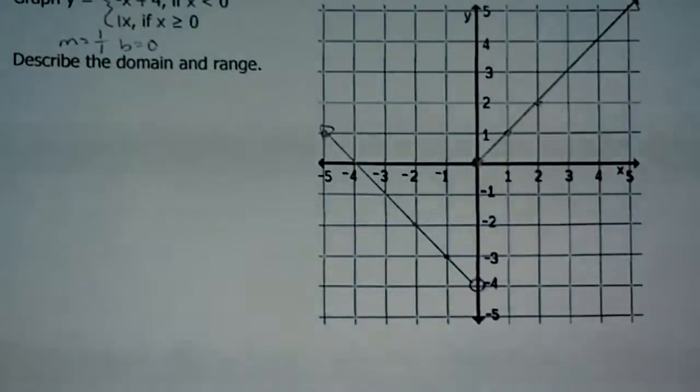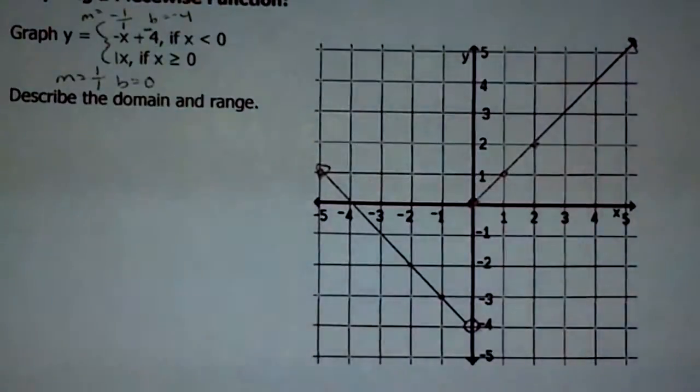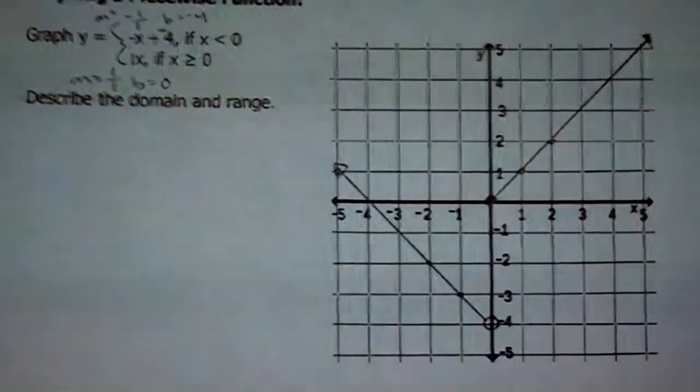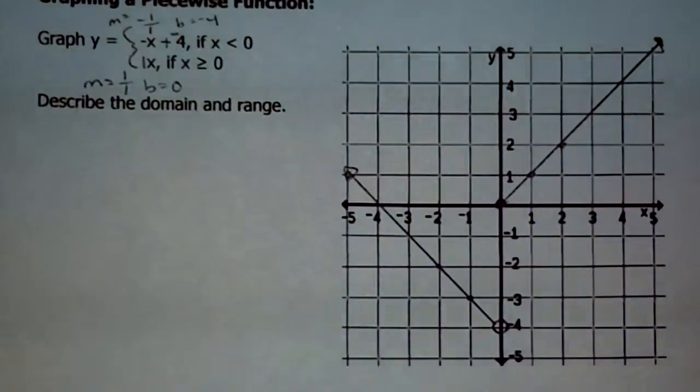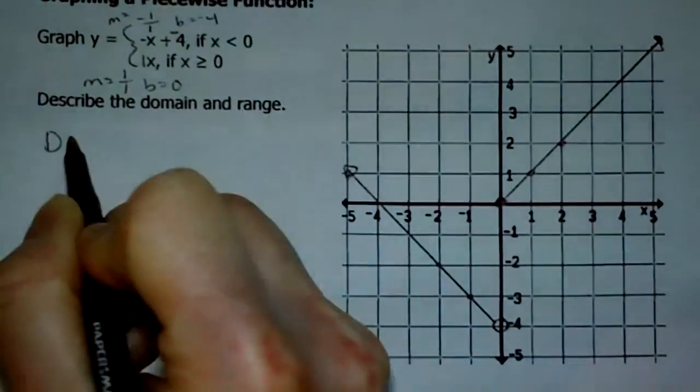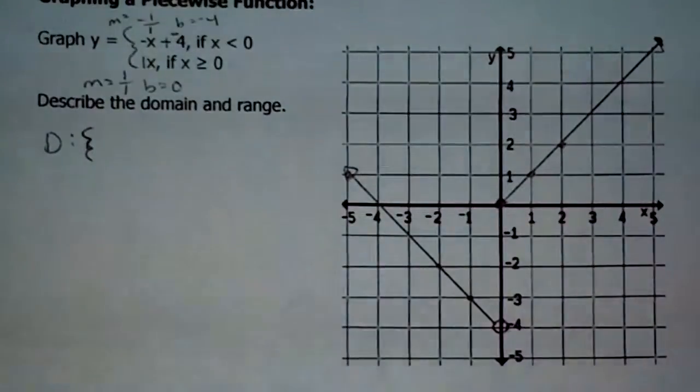So this right here is the graph of a piecewise function. There's two pieces to this one because there's two equations. Not only do I ask you to graph it, I ask you to describe the domain and describe the range. This is all considered one big graph. So for domain, I'm going to write it like I should.